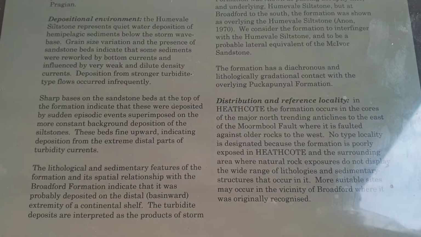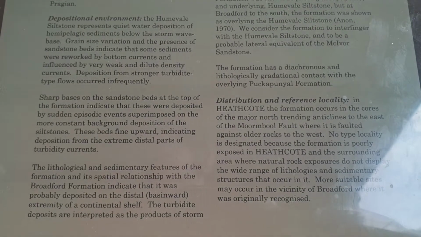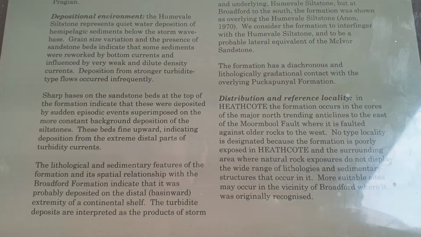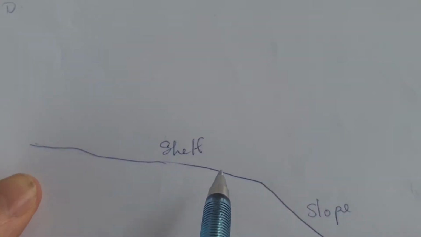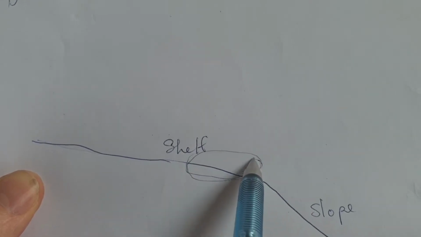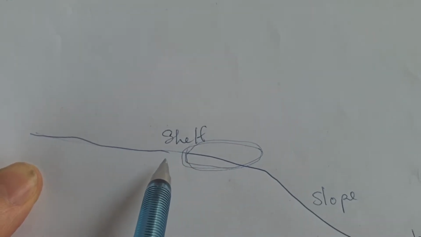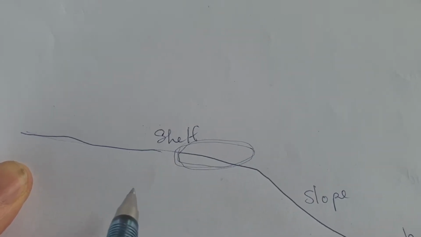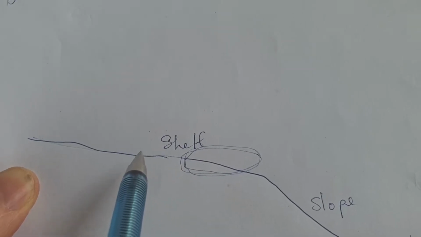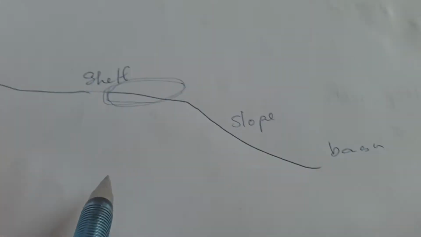So here we have the shelf. Then the slope. And this is the basin. It's described as probably being deposited in this section of the continental shelf, next to the slope or the basin, and the currents could have been coming from any direction. I'm not too sure. It doesn't say which direction they're coming from, because with lamination you can check which way, but this is massive.